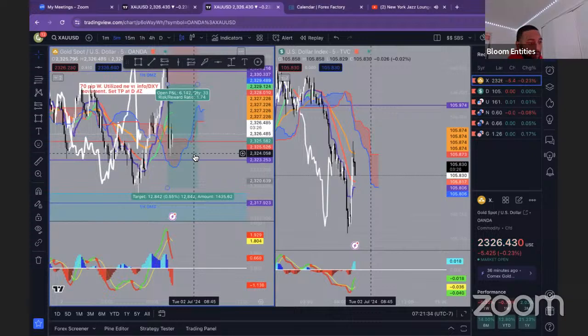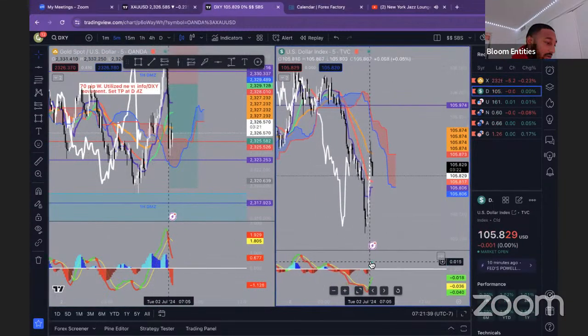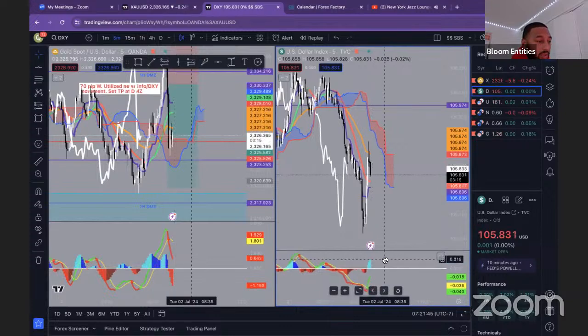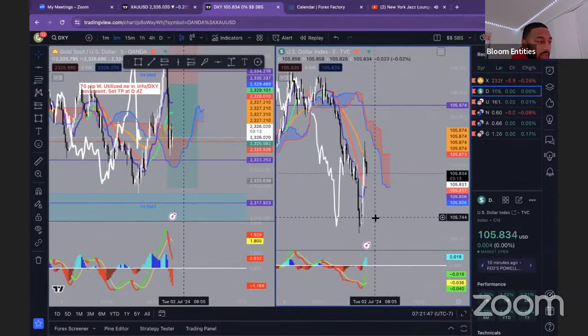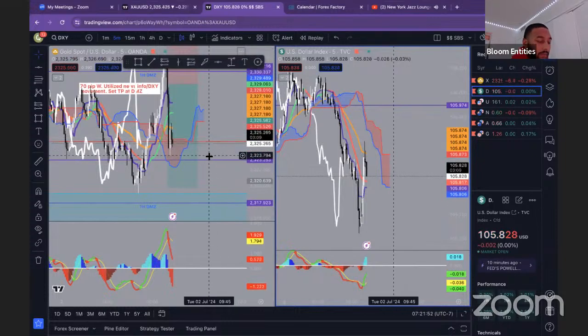Dollar's correcting a little bit. But volume's already pretty much at its peak on the bullish side on the dollar. So I think that once that corrects, we'll get a nice push cleanly through that 23.24 marker.